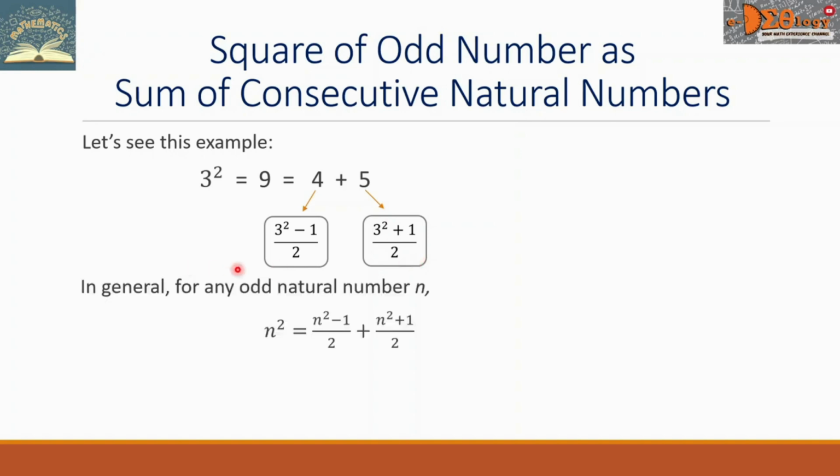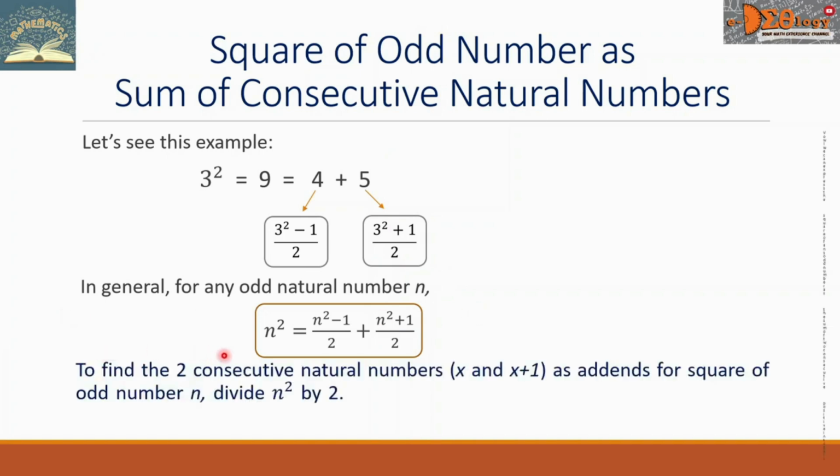In general, for any odd natural number n, the n square equals the sum of (n square minus 1) all over 2 and the other (n square plus 1) all over 2. Now we want these two consecutive natural numbers. We can simplify the computation.